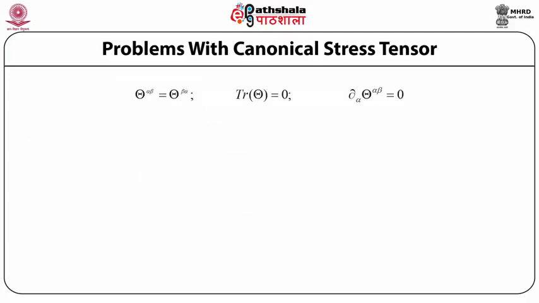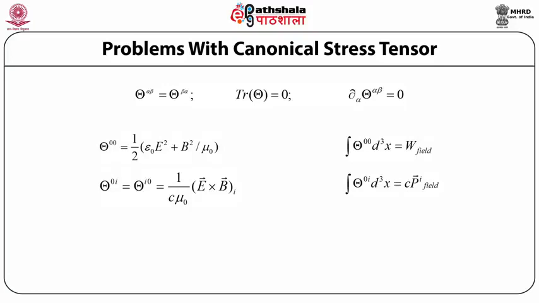Phi alpha beta equals phi beta alpha, trace of phi equals 0, and del alpha phi alpha beta equals 0. Phi 0 0 equals 1 by 2 (mu naught E square plus B square by mu naught). The integral of phi 0 0 d cube x equals W field.